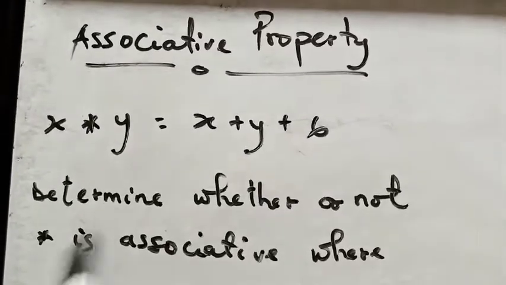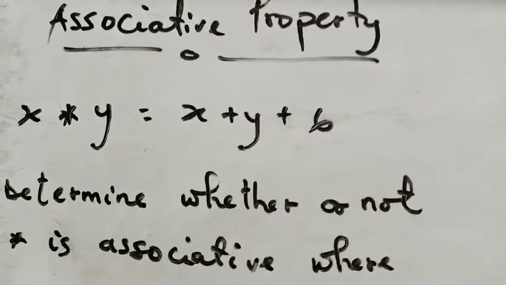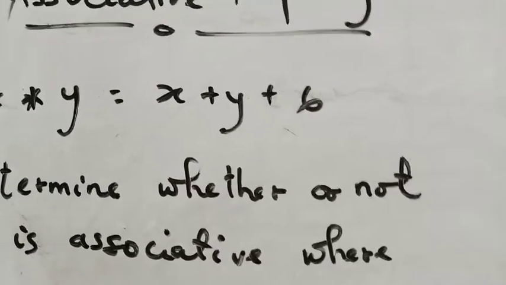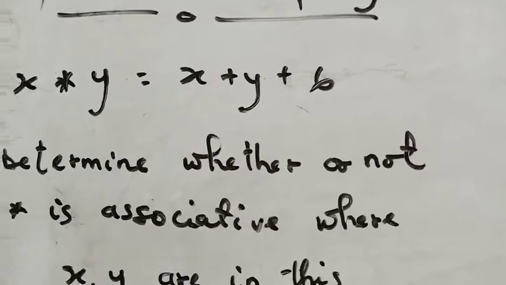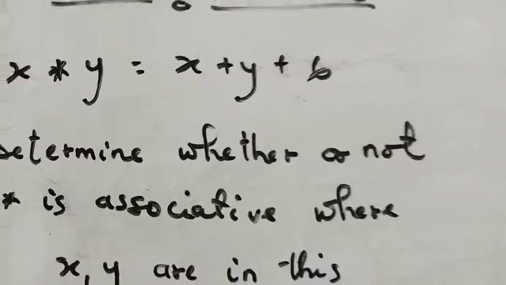To show that an operation is associative under a binary operation, there are some things you have to pay close attention to, and I will demonstrate that in just a few seconds. Now, look at this question.